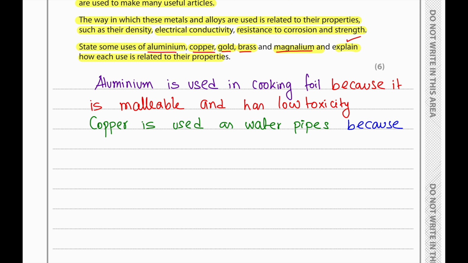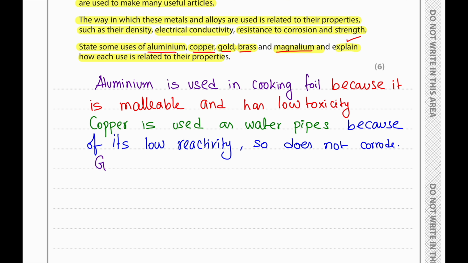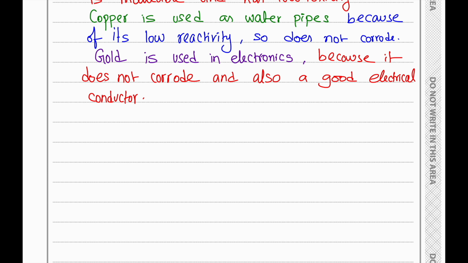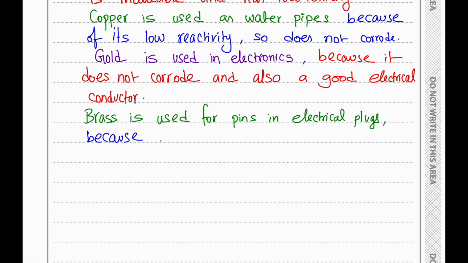Gold is used in electronics because it does not corrode, and also it is a very good electrical conductor. Brass is used for pins in electrical plugs because it is strong and hard wearing. Magnesium is used for making aircraft parts due to its low density. Guys, note that the above answer can score a level 1 or level 2 response if written in whole.